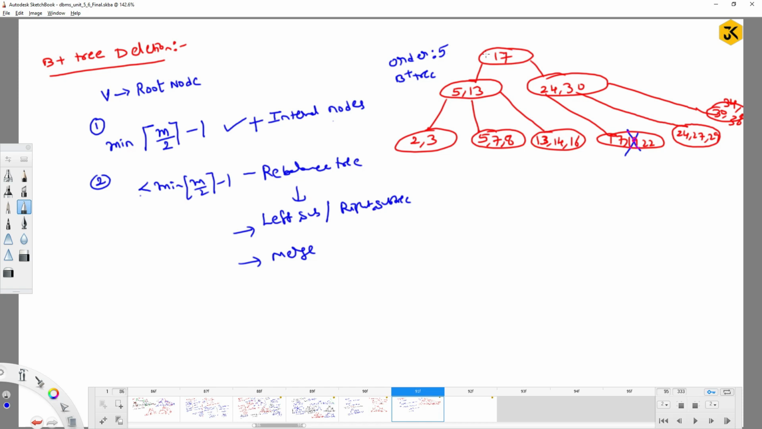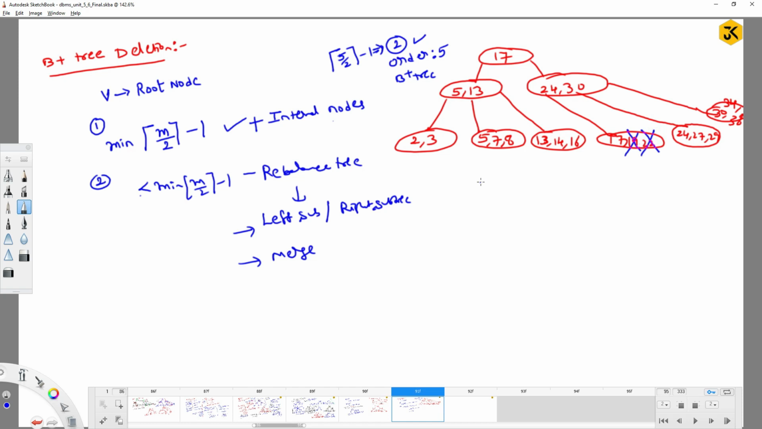If the order of the tree is 5, what might be the number of keys? To avoid confusion, just go with the keys only. The minimum keys is 5 by 2 minus 1, which is 3 minus 1, so 2. So the minimum keys for each and every node should be 2. The maximum is m minus 1. So if I delete 19, is there any problem? No. Okay, fine. For example, I am trying to delete 22.